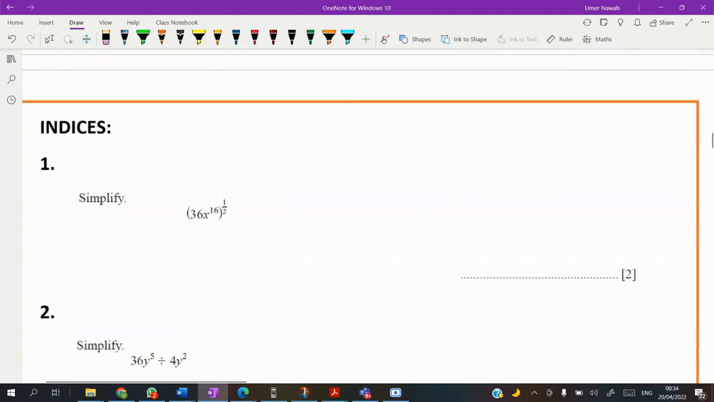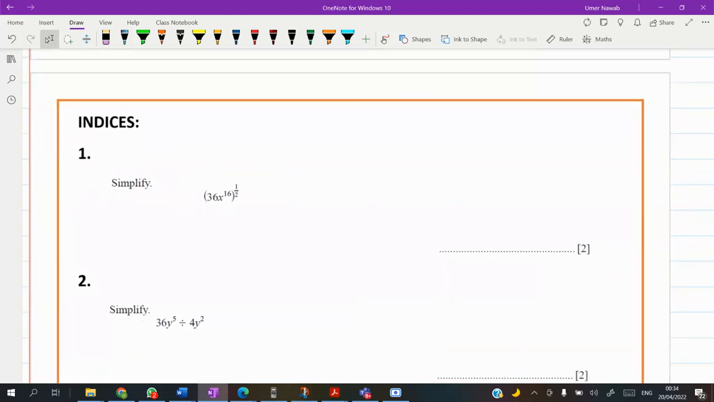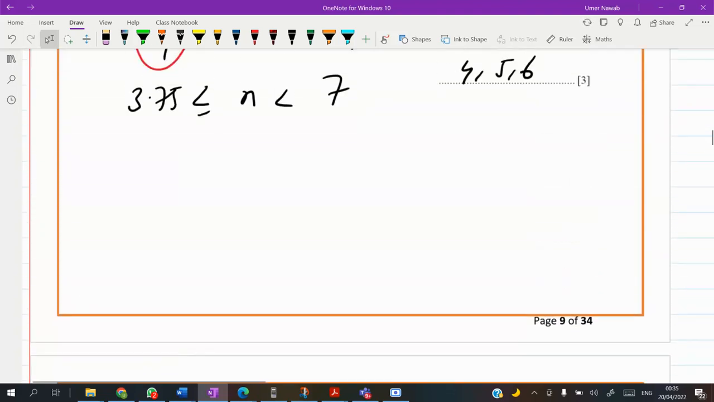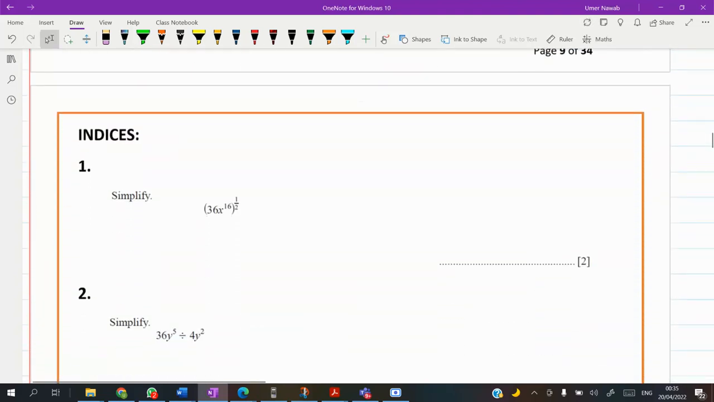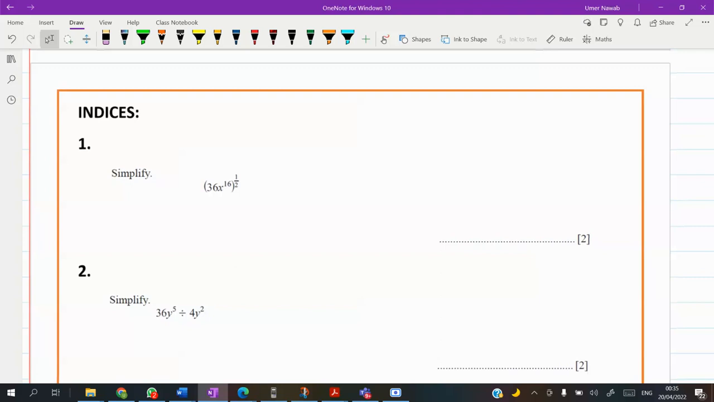Question number 12. So I think 12 questions I have kept for inequalities. So let me explain indices as well.